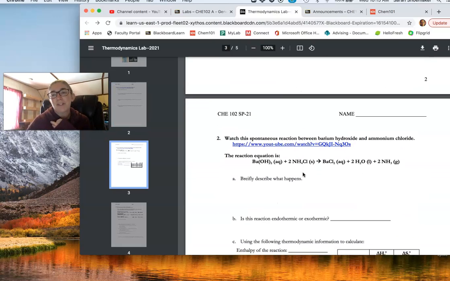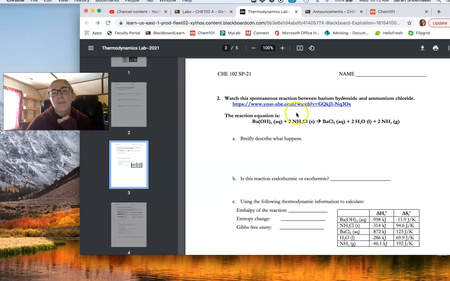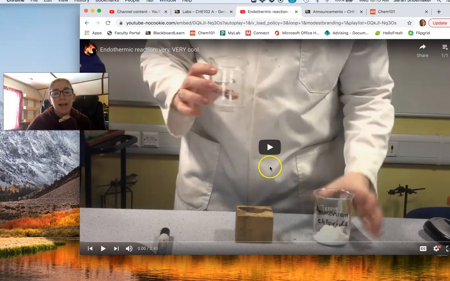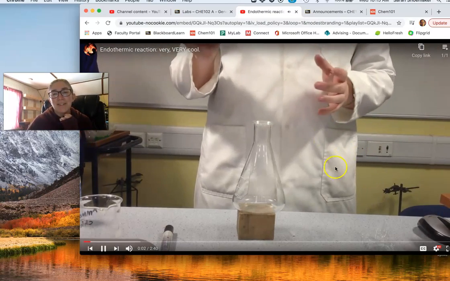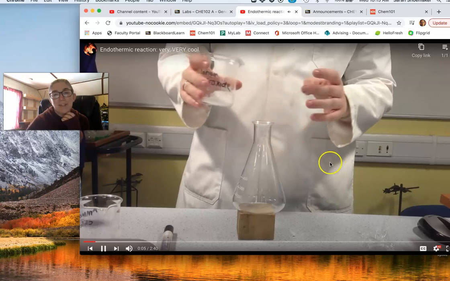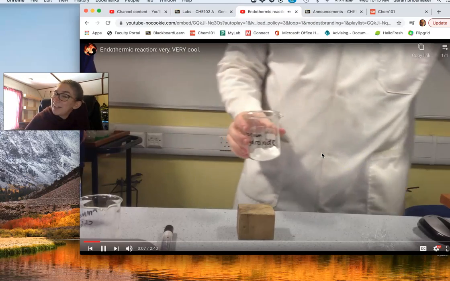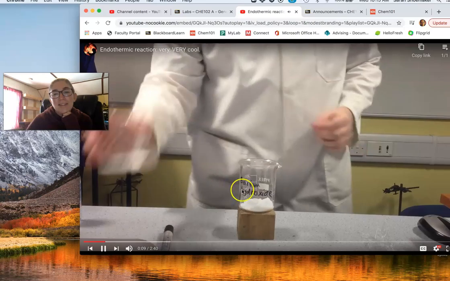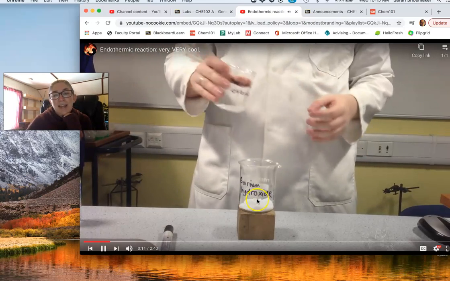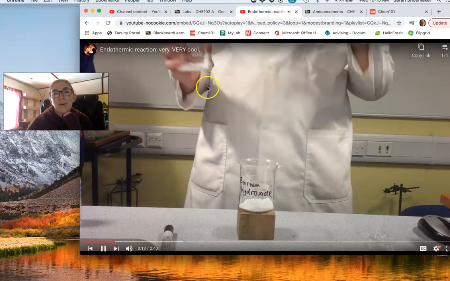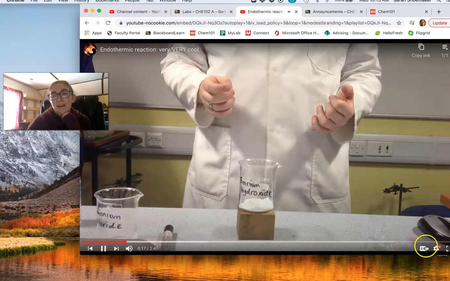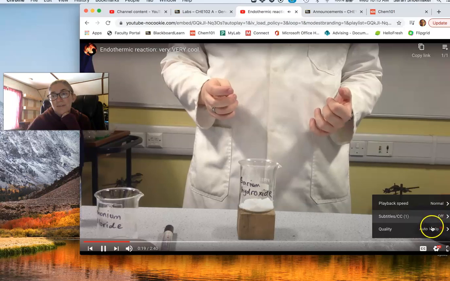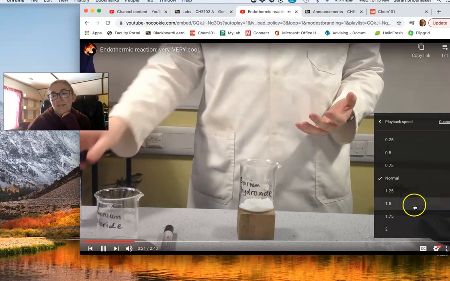The second reaction, we're going to watch the spontaneous reaction between barium hydroxide and ammonium chloride. I like this professor or teacher. He's got a fun British accent, but you can watch that later. You can watch it separately. So he's got some barium hydroxide, and he also has some ammonium chloride, and he's going to mix the two together. I'm going to do this on faster speed.